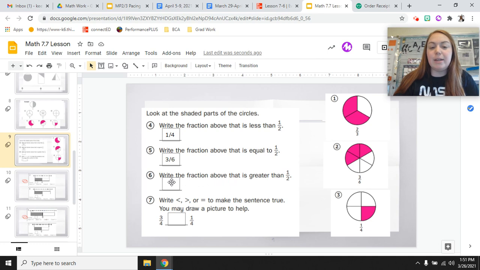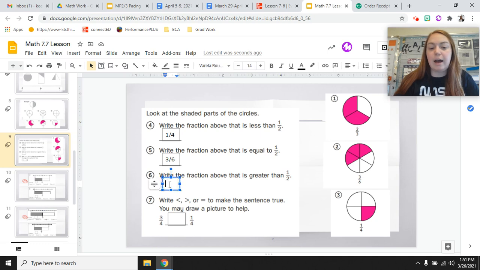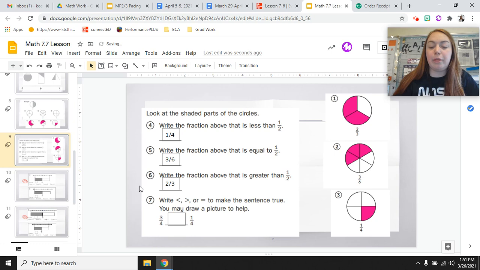Now it says write the fraction above that is greater than 1/2. So we have our one that's left, and you can tell it's greater than 1/2. More is filled in. So we would say 2/3 is greater than 1/2. So you can see how we used 1/2 as our benchmark. We talked about what's less than, what's greater than, and what's equal to. Now for question 7, it says write less than, greater than, or equal to make the sentence true.